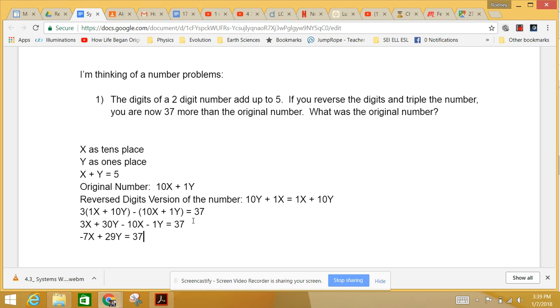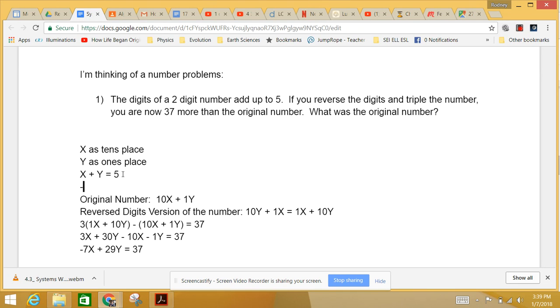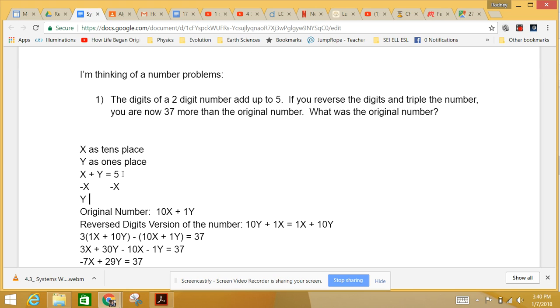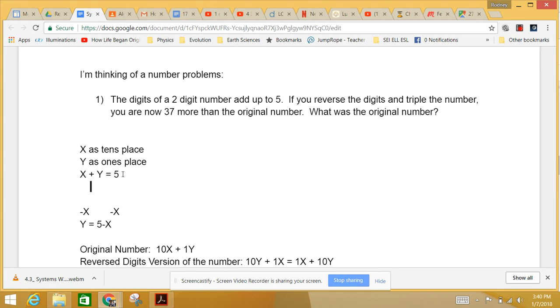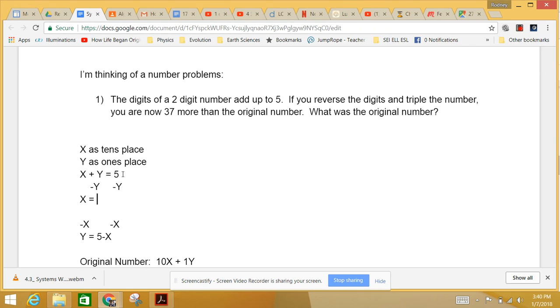Pretty ugly looking equation. This is definitely a situation where I'm going to be inclined to substitute. So I can rewrite this equation. If I subtract x from both sides, I end up with y equals 5 minus x. If I instead subtract y from both sides, I end up with x equals 5 minus y. So I've got two versions of the equation, one in which x is expressed as 5 minus y, and one where y is expressed as 5 minus x.